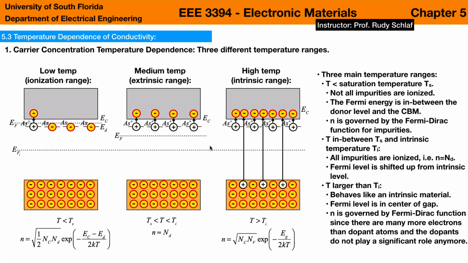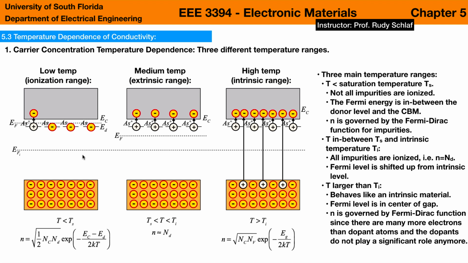Let's discuss the carrier concentration temperature dependence first. And I'm going to do this using the example of an N-type semiconductor. The discussion of P-type materials would yield exactly the same conclusions, so it's enough if we just do this here for an N-type material. As I just said, there are three temperature ranges when it comes to carrier concentration temperature dependence.